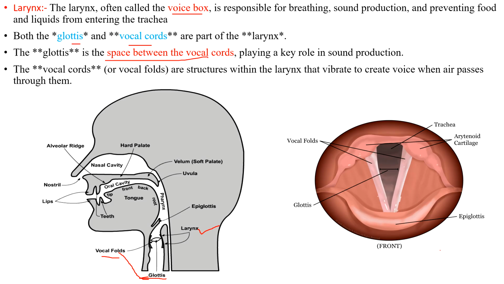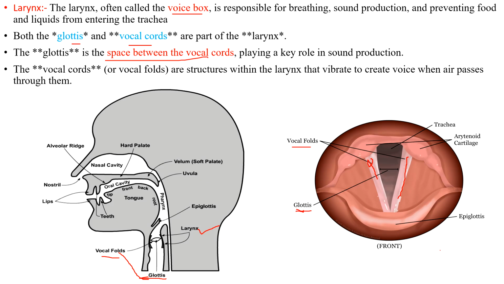So here let's see the diagram. These are vocal folds, and this is also a fold. Here a line is drawn. So these are vocal folds or vocal cords, and the space between these folds is called glottis. Here this is a space, so this space is called glottis. These vocal cords and glottis play a key role in sound production.